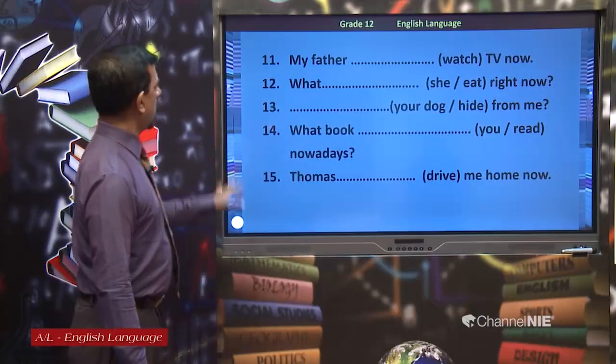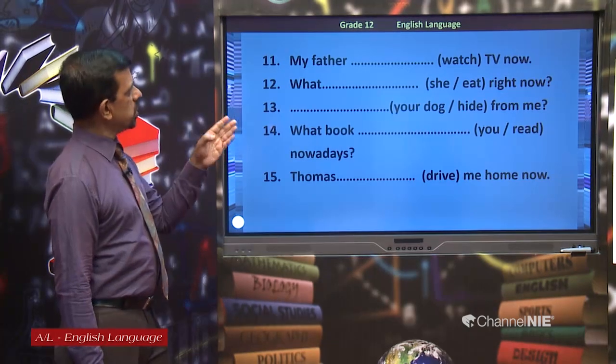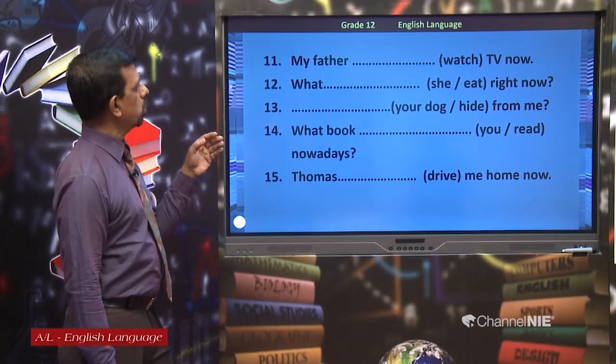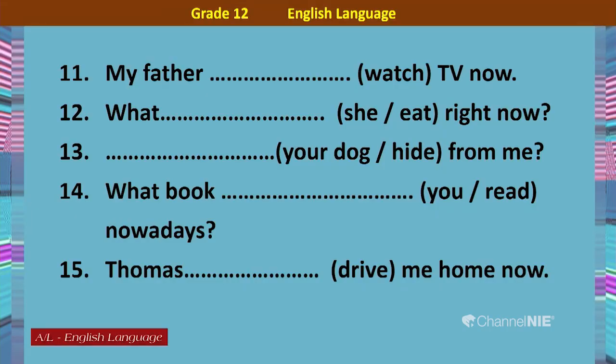Let's go to the next activity. 11 to 15. My father watch what she eat right now. Your dog hide from me. What book you read nowadays? Thomas drive me home now. Okay, number 11. My father is watching TV now. What is she eating right now? Is your dog hiding from me? Look at the word hide, and that's E, so you know the rule. What book are you reading nowadays? Thomas is driving me home now.